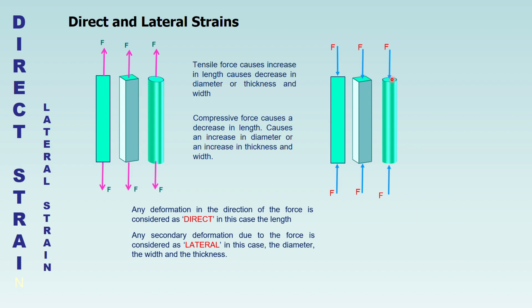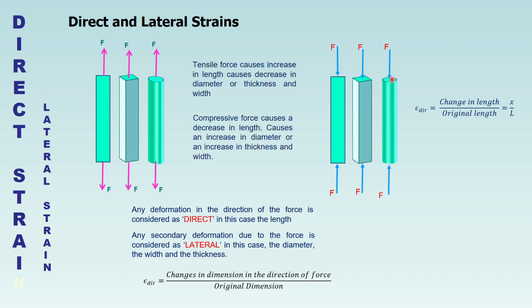Any secondary deformation, in other words the side effect due to the force, is considered as lateral. In this case, the diameter and the width or the thickness can be considered as lateral strain, or in all these cases here on the board. So direct strain is the change of dimension in the direction of the force divided by the original dimension, that means the length or the thickness, depending on where the force is acting. So you have what we call direct strain.